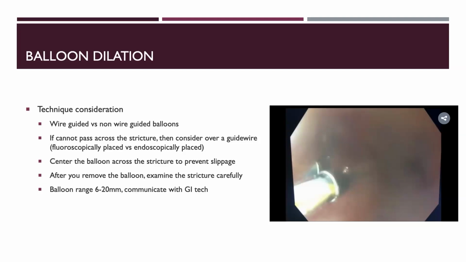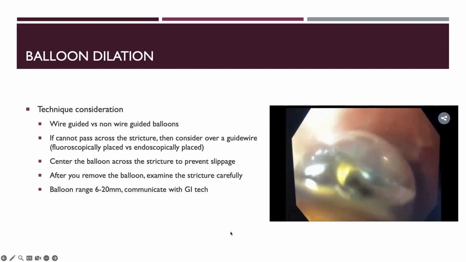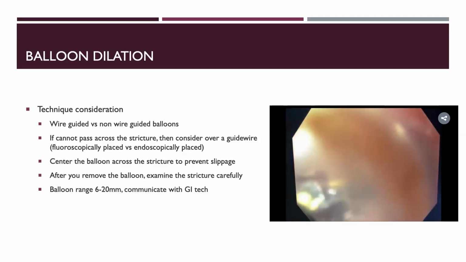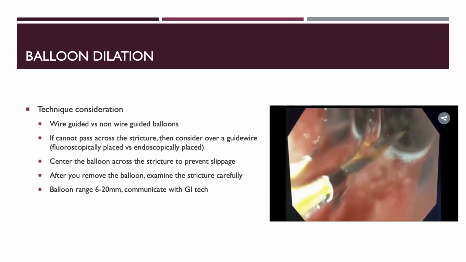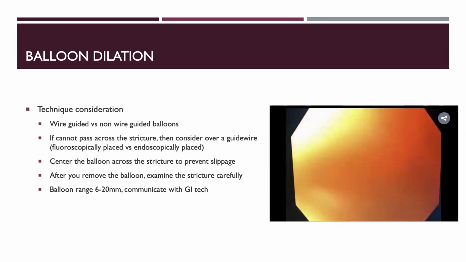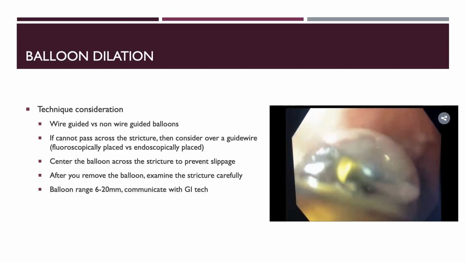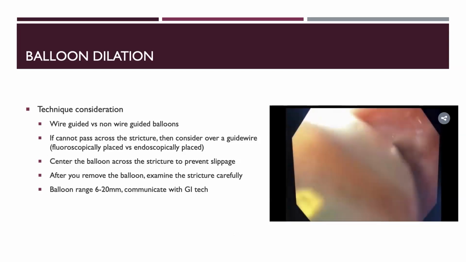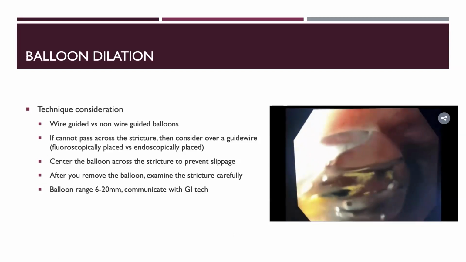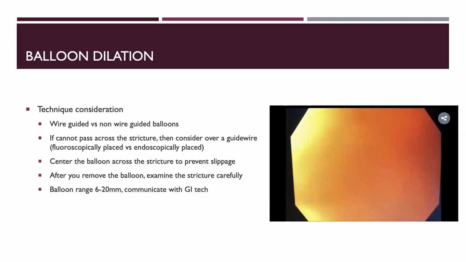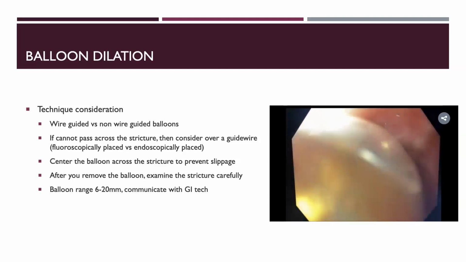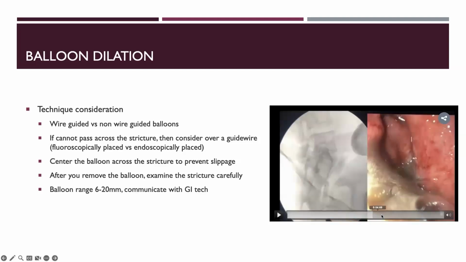Again, you want to center the balloon across the stricture to prevent slippage. And after you remove the balloon, you want to examine the stricture carefully. Remember, the balloon ranges from 6 to 20 millimeters, and you really want to communicate with your GI tech. Hey, how do you feel at 10 millimeters? Does that feel too tight? How does that feel at 11, at 12, at 13.5, at 15? And if your tech is a little bit newer, remember we're going through a lot of turnover with staffing, you feel it yourself and you know what that feels like.